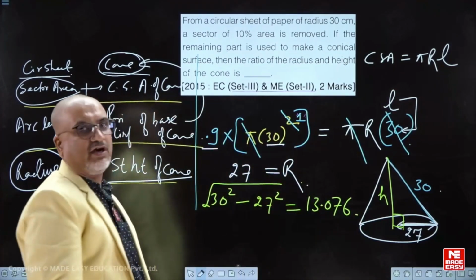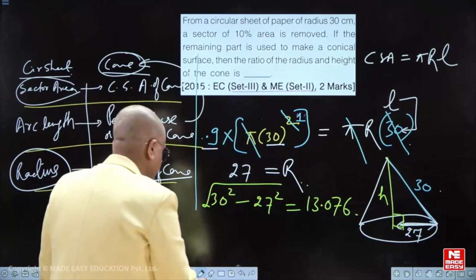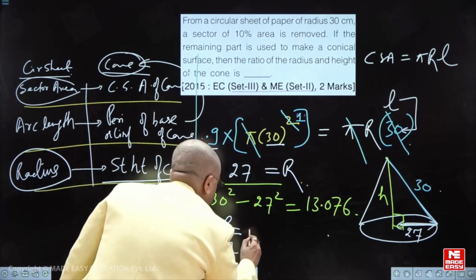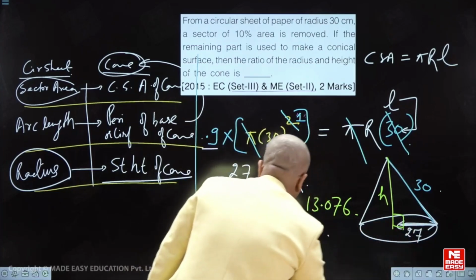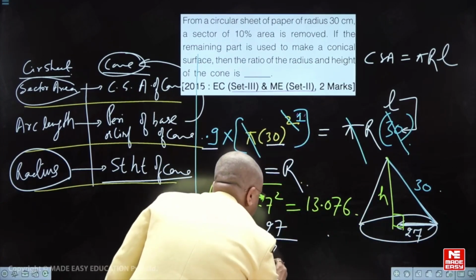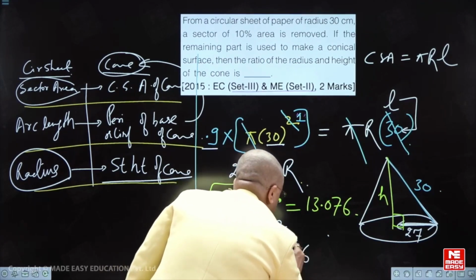This value will come out to be 13.076, and the question is asking us the ratio of the radius and height of the cone. The radius of the cone is going to be 27 and the height of the cone is going to be 13.076.